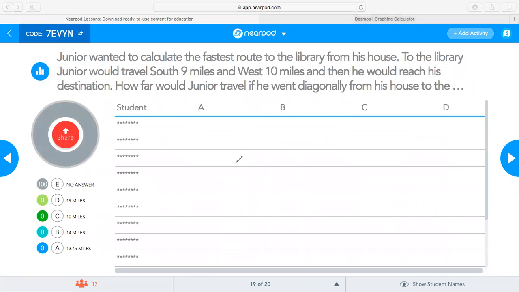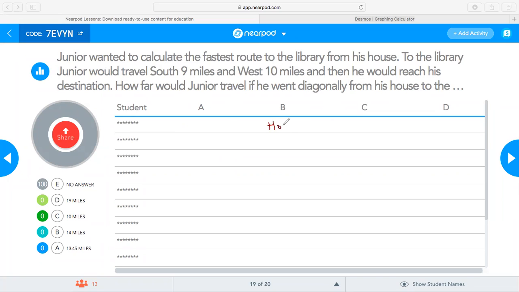So Junior wanted to calculate the fastest route to the library from his house. So I'm gonna write library, and then his house. I probably should have written it the other way. Whatever. I'm gonna just clear that. Okay. So I'm gonna just start from his house.